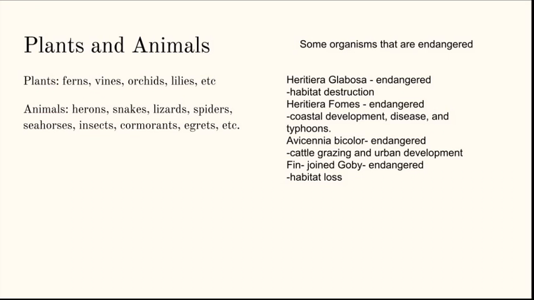And then some of the organisms that are endangered are the Heritiera globosa, and it's endangered because of habitat destruction. The Heritiera fomes, and that's endangered because of the coastal development, disease, and typhoons. The Avicennia bicolor, in which that's endangered because of cattle grazing and urban development. And then the fin join goby, and that's endangered because of habitat loss.